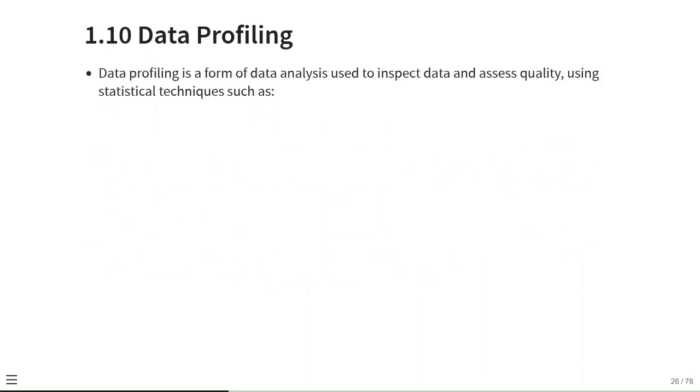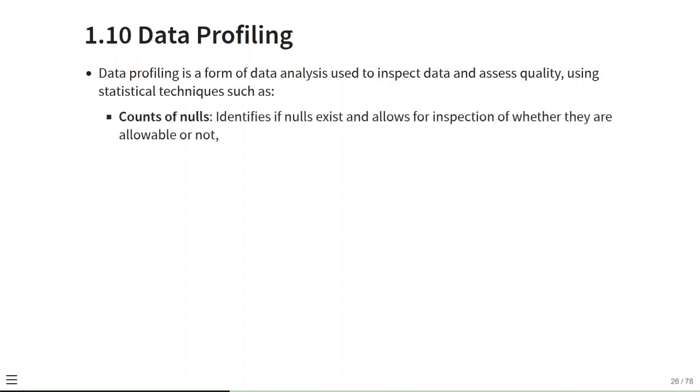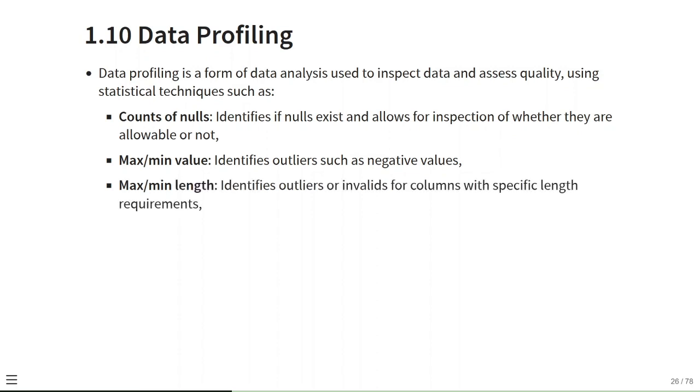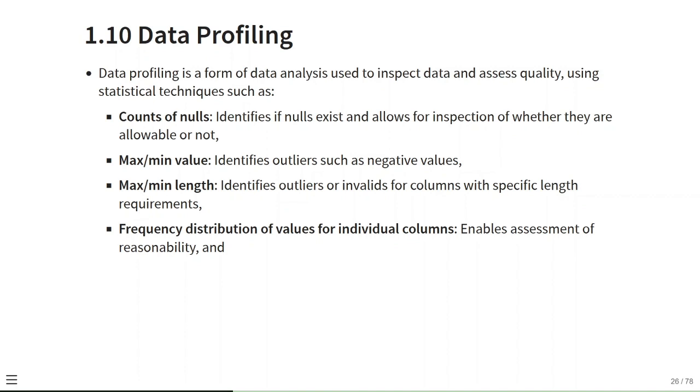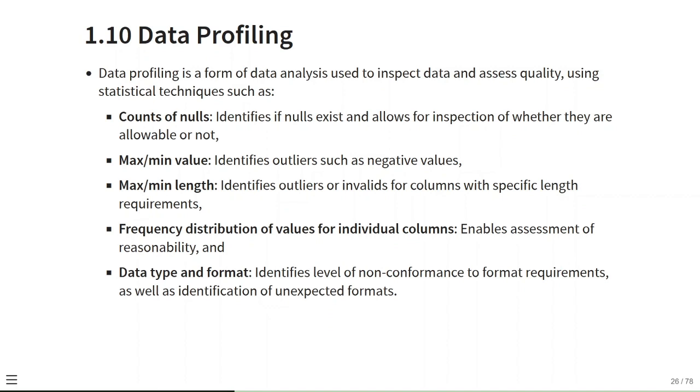Data profiling. Data profiling is a form of data analysis used to inspect data and assess quality using statistical techniques such as counts of nulls, which identifies if nulls exist and allows for inspection of whether they are allowable or not. Max-min value identifies outliers such as negative values. Max-min length identifies outliers or invalids for columns with specific length requirements. Frequency distribution of values for individual columns enables assessment of reasonability, and data type and format identifies level of non-conformance to format requirements as well as identification of unexpected formats.